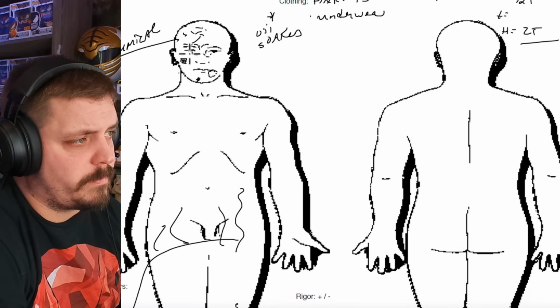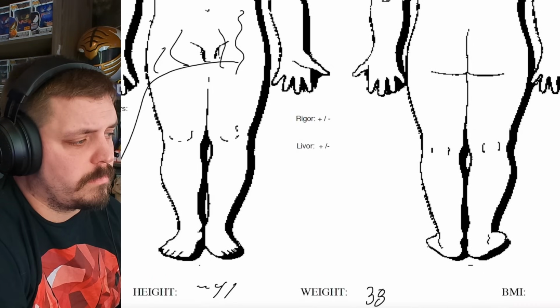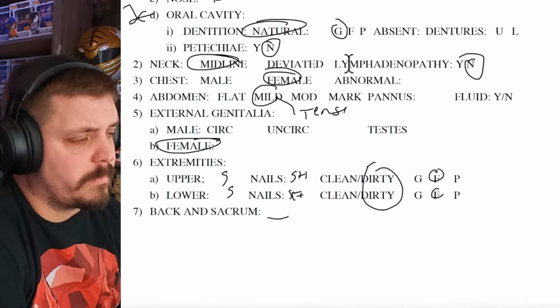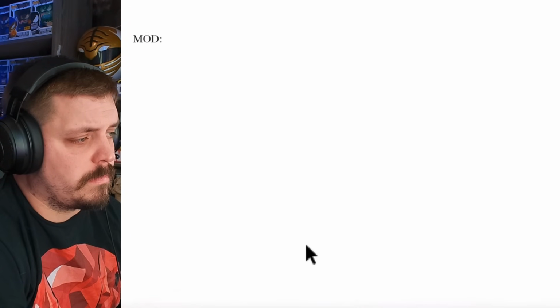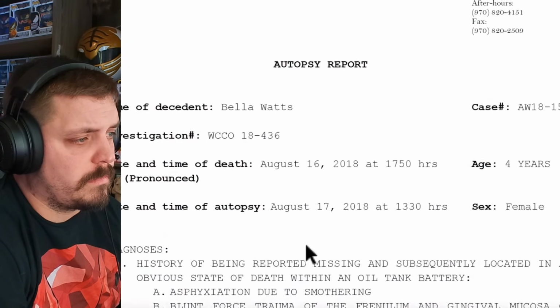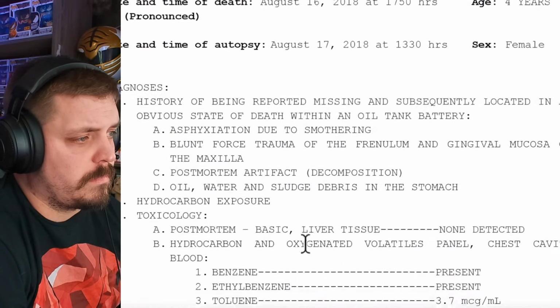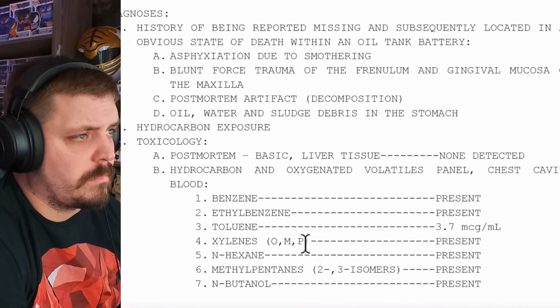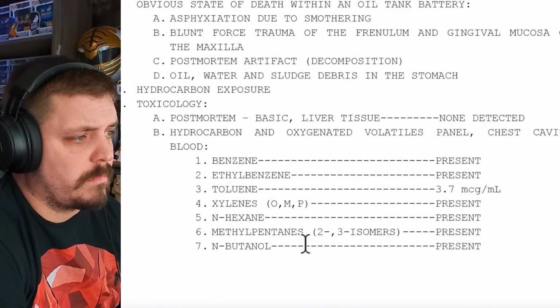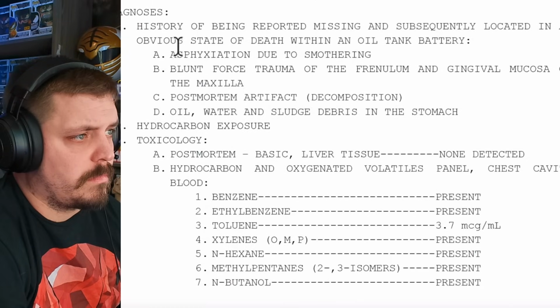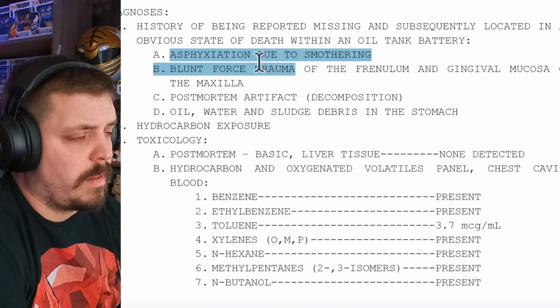So you'll see here there's some indication of injury to the face that has been noted. Marking, I think that says around her lower body. So just some basics about her. We'll go to the typed up findings because those are easier to read. So history of being reported missing and subsequently located in an obvious state of death within an oil tank battery, and the diagnosis is asphyxiation due to smothering.